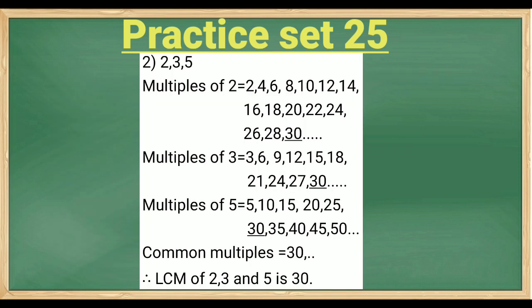In sum number 2, we are expected to find the LCM of three numbers, that is 2, 3 and 5. So as usual, we begin by noting down their multiples to get the common multiple 30. Since 30 is the first common multiple, it will also be the lowest common multiple. Therefore, the LCM of 2, 3 and 5 is 30.